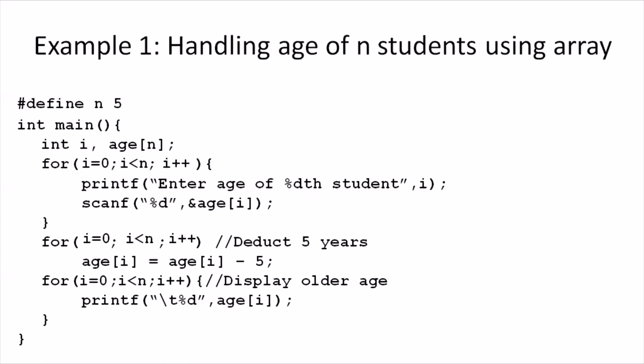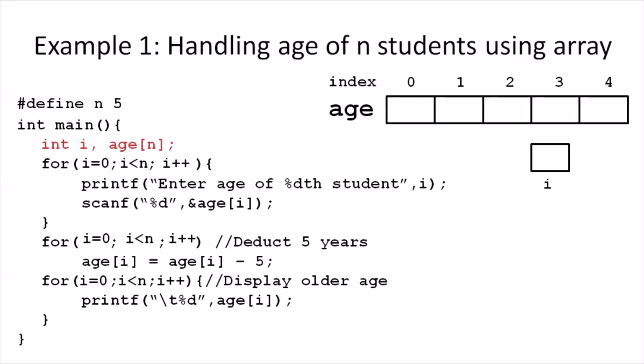As the control starts executing the main function right at the beginning, it finds an integer variable i and an integer array age declared. The size of the array is specified in the square brackets, which in this case is n, that is 5. On executing this statement, a chunk of 5 into 4, that is 20 bytes of memory, is assigned to the array age, while another 4-byte memory is assigned to i.